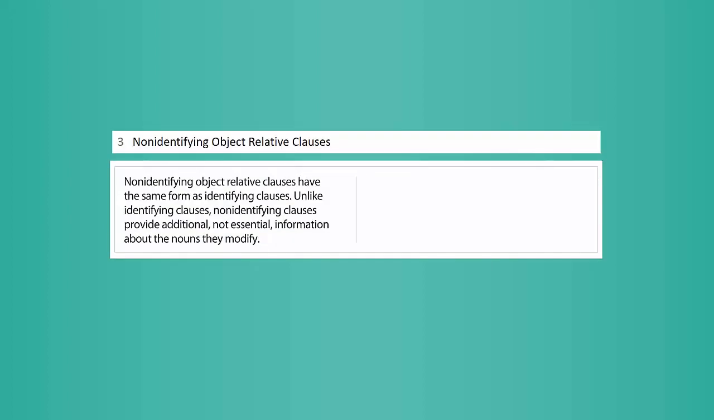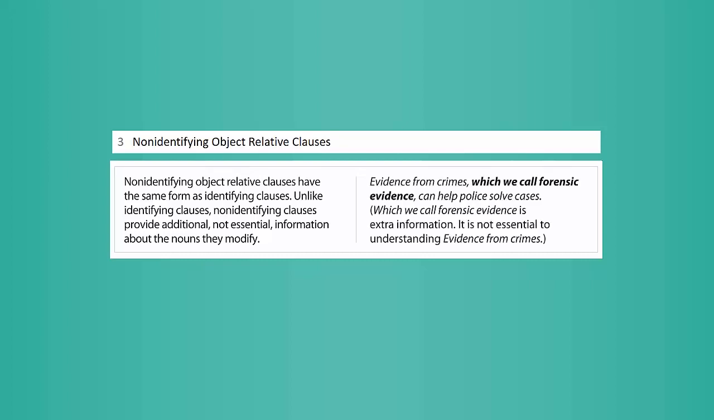We can now move on to non-identifying object-relative clauses. Non-identifying object-relative clauses have the same form as identifying clauses. Unlike identifying clauses, non-identifying clauses provide additional non-essential information about the nouns they modify. For example, evidence from crimes, which we call forensic evidence, can help police solve cases. The clause, which we call forensic evidence, is just extra information. It is not essential to understanding evidence from crimes.